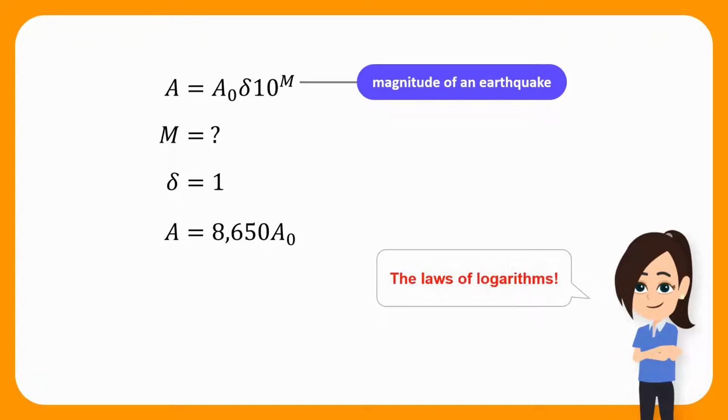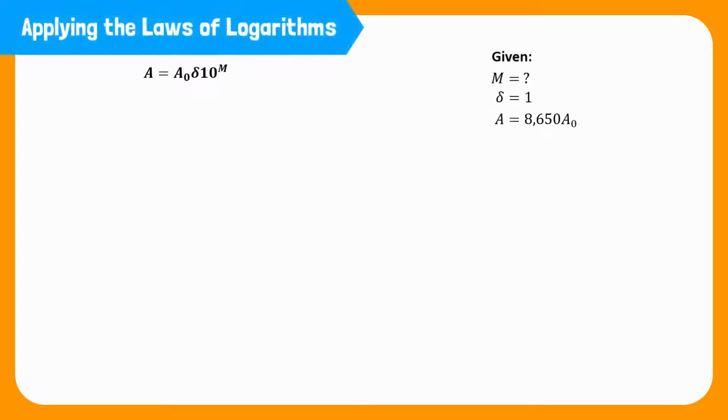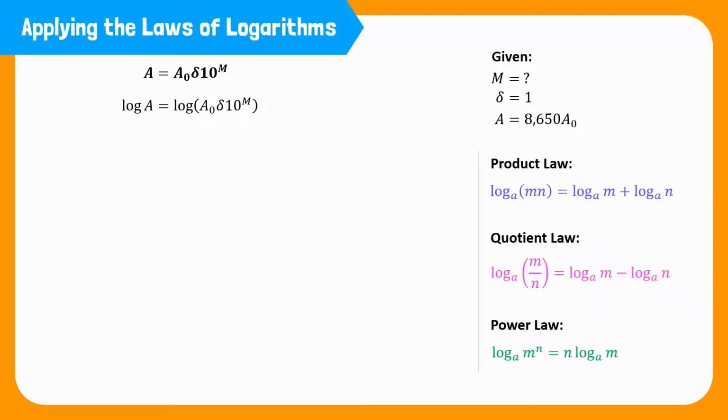The laws of logarithms can help us simplify complex calculations like this one. Let's see how. First, let's take the log of both sides of the equation. Now use the laws of logarithms to simplify the right-hand side of the equation. By using the product law, this simplifies to log of A naught plus log of delta plus log of 10 raised to the power m.